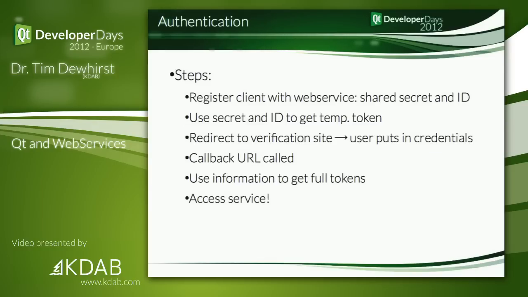So it is fiddly, right? There are definitely a few steps that you have to go through. You have to usually register your client with the web services. And that was touched upon in the cloud talk. What you do is you sign up, you get some kind of a secret that then goes into your application. You use the secret and your ID to get a temporary token. You're then usually redirected to a verification site. You put in your credentials for the service that you want this other application to access. There's a callback URL that's called. That usually then also contains some useful information. That information is then used to go and get a full second set of tokens, and then you can actually access the service once you've got the full tokens. Right? So this is the kind of rough pattern that you have to follow, and most of them will follow this.